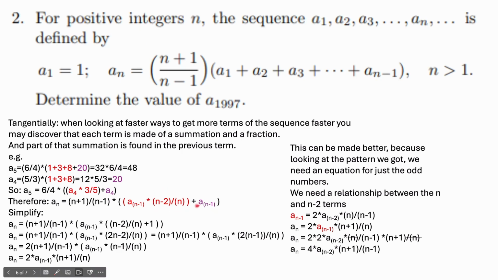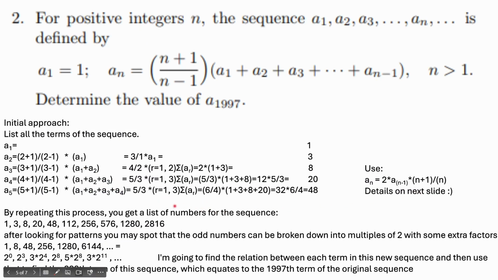And then the next thing you do is you add on an minus 1, and that gives you the summation. So this bit here is the summation of all the terms before an, and this is the fraction. And this was how I found the rule. And the next thing that I did was I used that rule to find the odd numbers of the sequence.